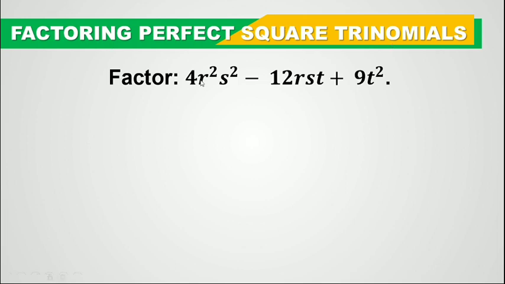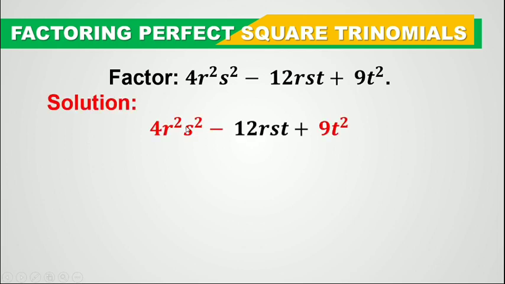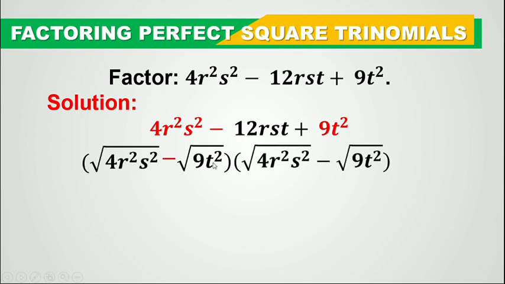Now what about this? Let's try to answer this. So again, let's just get the square root of the first term and then the square root of the last term. So the square root of 4r squared s squared, minus, so minus ni kay minus man, and then here, minus the square root of the last term, and then just copy that. So the square root of 4r squared s squared, that's 2rs, and then minus the square root of 9t squared, that's 3t, times, just copy that. So therefore, the answer for this particular given is 2rs minus 3t times 2rs minus 3t.